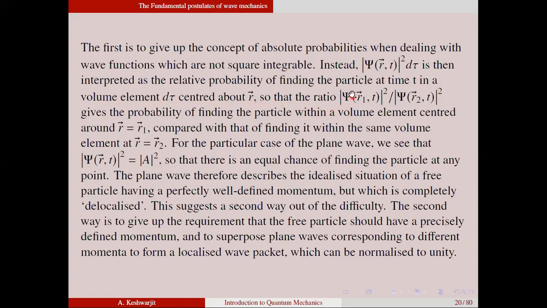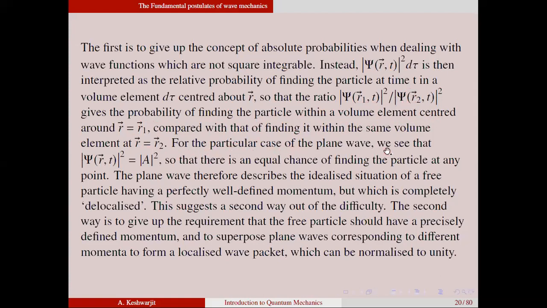So the ratio of mod psi square calculated at r1 divided by mod psi square calculated at r2 gives the probability of finding the particle within a volume element centered around r1 compared with that of finding it within the same volume element at r2. So mod psi square at r1 and mod psi square at r2 give the relative probability, that of finding the particle within a volume element centered around this position r1, compared with finding it within the same volume element at this r2.